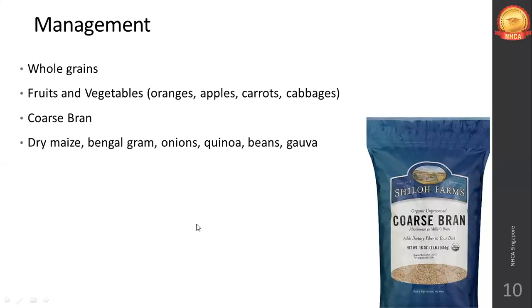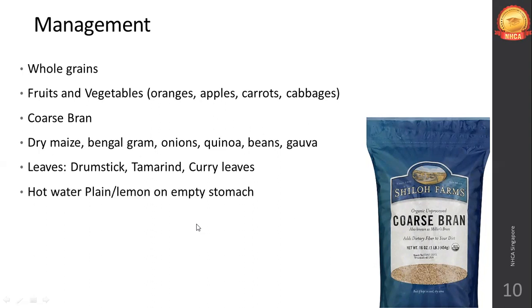Dry maize, Bengal gram, onions, quinoa, beans, guava. These all are really good sources of fiber. Leaves, drumstick leaves, tamarind leaves, curry leaves, they can also help in the management of constipation. Hot water, plain or with lemon, or slightly lemonic water on empty stomach, just to aid your peristalsis movement.